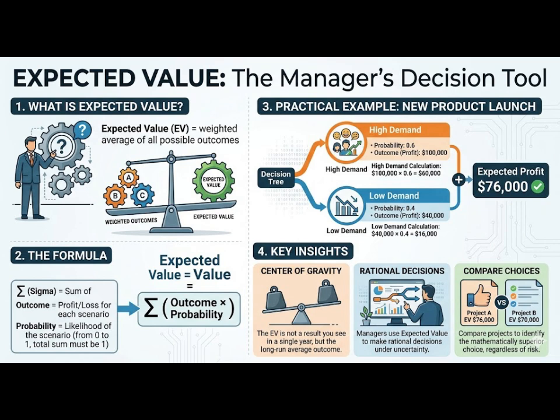So what do we get? Remember this, first you multiply weight with the outcome for the first scenario, then add it to the same thing for the other scenario. So that gives us 100,000 times 0.6, that product, plus the product of $40,000 and 0.4, that's 40% probability. So when you solve this, what we get is a total expected profit of $76,000. Managers use expected value to make rational decisions under uncertainty, and this is a very commonly used and very important decision making tool.